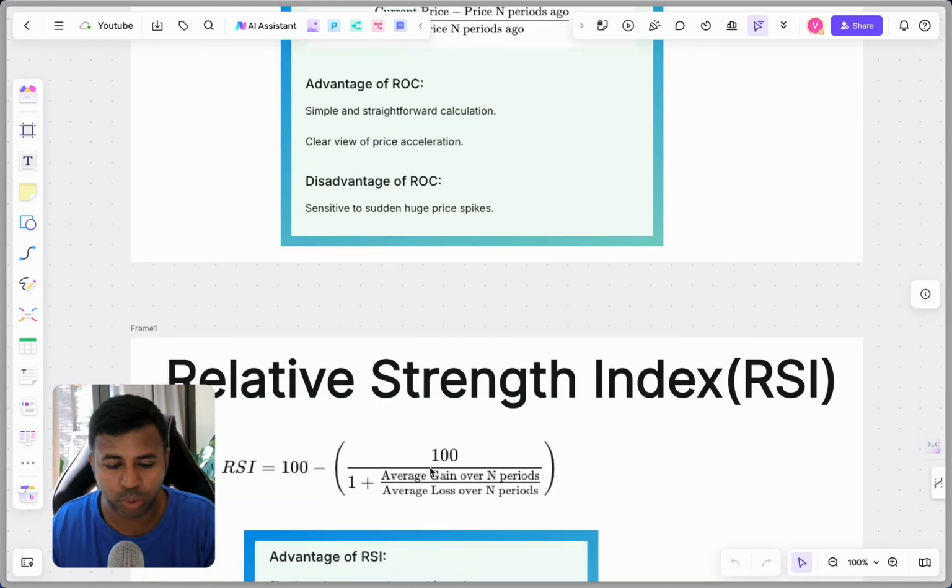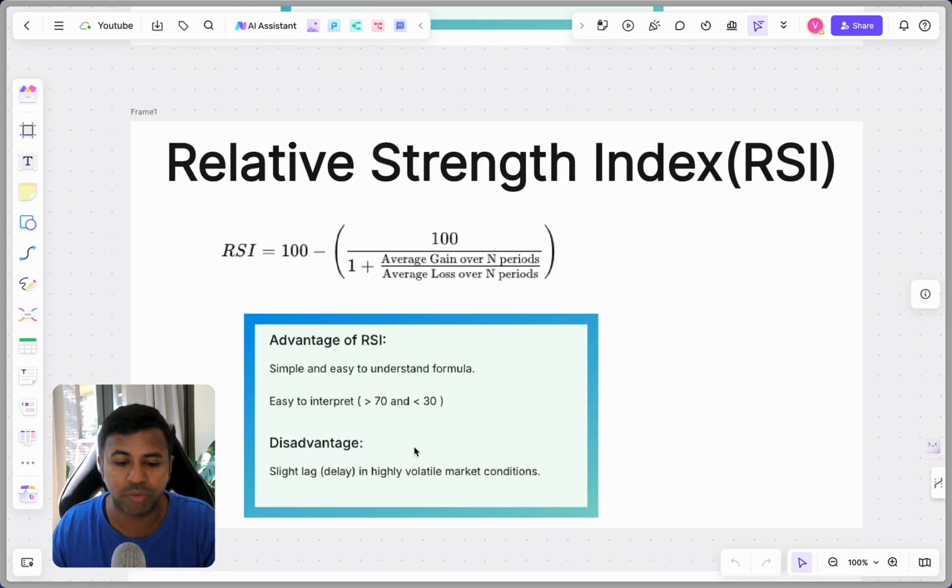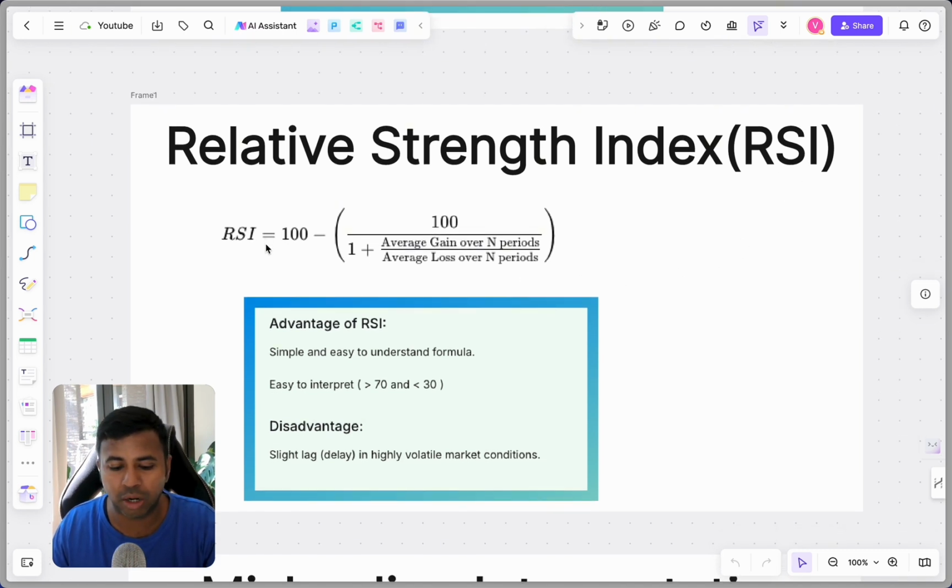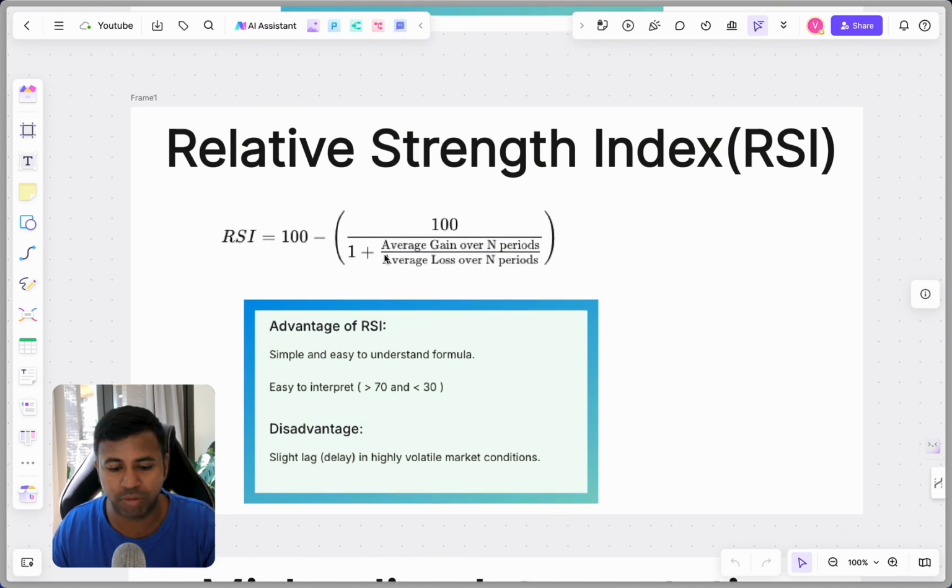Now let us go to the second indicator, which is the relative strength index. Like the ROC, RSI is also very straightforward.